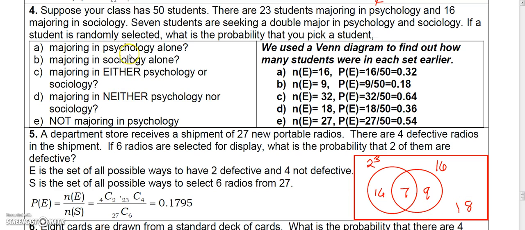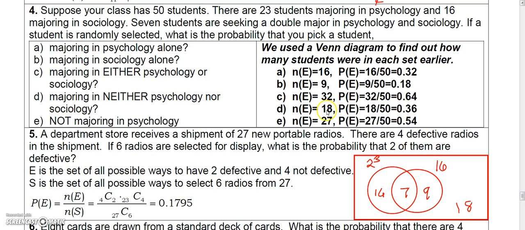How many are majoring in psychology alone? Well, that would be the 16. So we're looking for probability though, so the probability would be 16 out of 50, which is 0.32. And then what's the probability that they major in sociology alone? Well, that's 9 out of 50, 0.18. And then the probability that they major in either one or the other, well, that's a total of 32 out of 50, so that's 0.64.